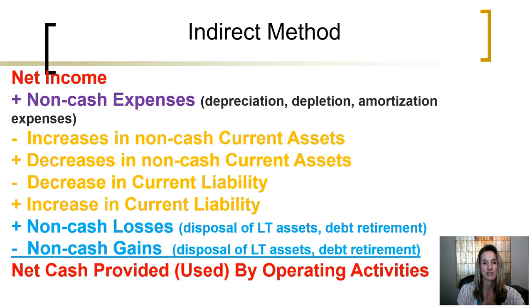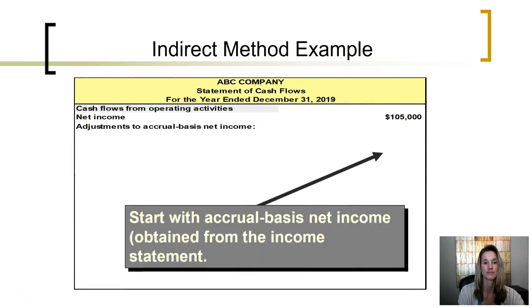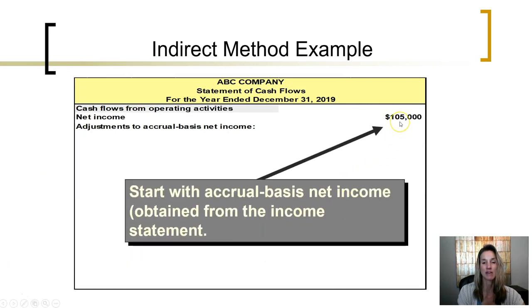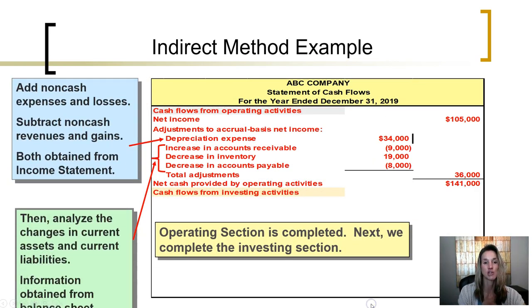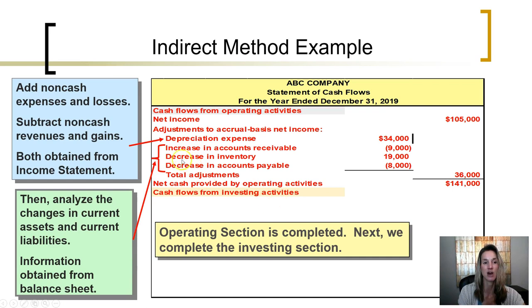Within the operating activities section, recall that we make a series of adjustments to net income to convert it back to a cash flow amount. We retrieve the amount of net income from the statement of cash flows and make the series of adjustments to convert it to a cash flow amount. Those adjustments are to add back any non-cash expenses. Here is depreciation expense that ABC reported for 2019 in the amount of $34,000.